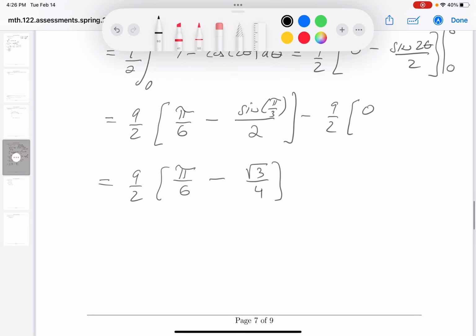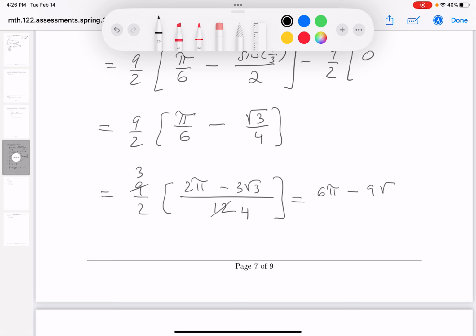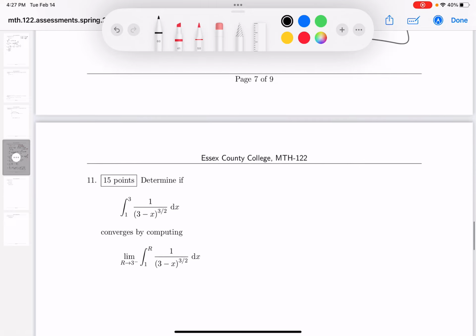I'm going to do some arithmetic over here for you. 9 over 2, I'm going to say 12. And you get 2 pi minus 3 root 3s. I'm going to do some reductions. 3 goes into 12 4 times, and 3 goes into 9 3 times. So what do you get over here? 6 pi minus 9 root 3. And 2 times 4 is 8. I'll put a box in that. And I'll go back to the other problems, but I want to keep scrolling through this and see what the next one's going to be.